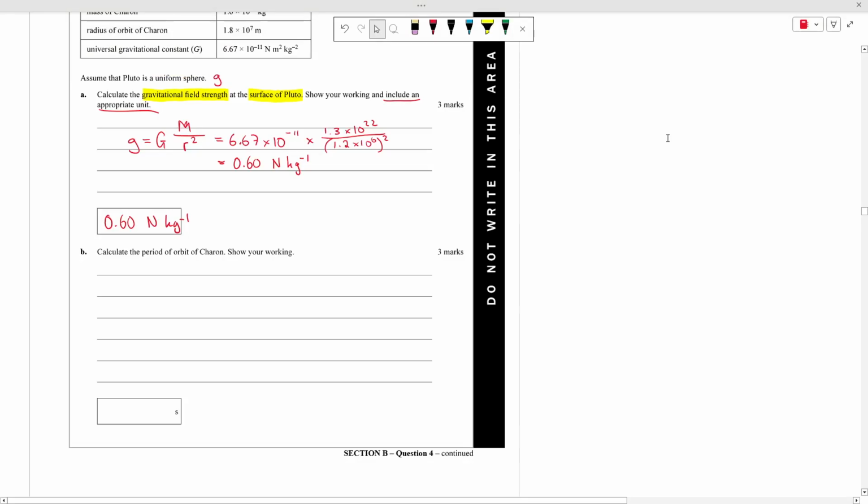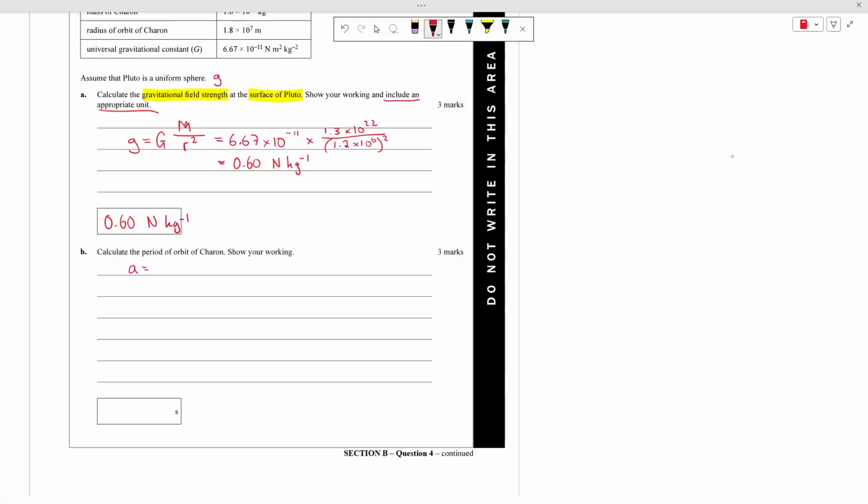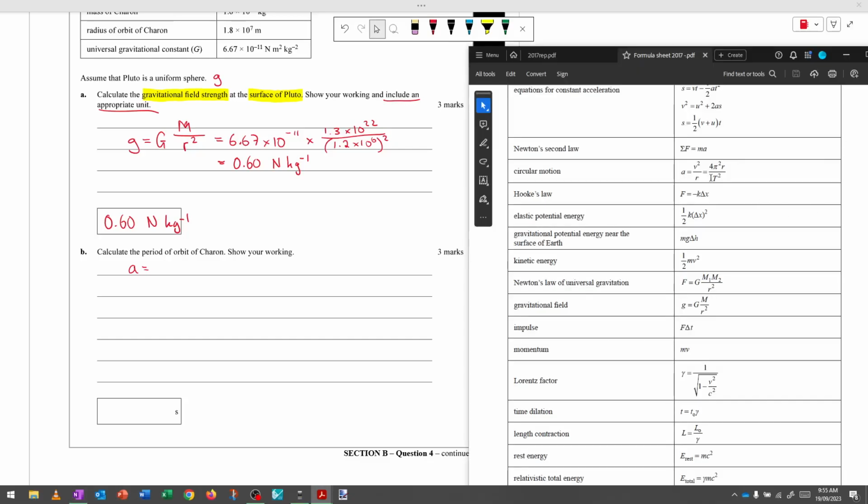Now I'm confusing myself. Let me show you how to actually derive it, and then I'll make sure that I'm doing it properly. So this formula here for circular motion, a equals this quantity at the end. That's what I'm looking for. So a is equal to 4 pi squared r over T squared.